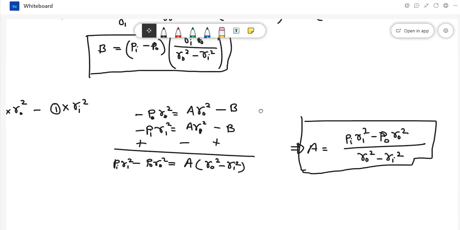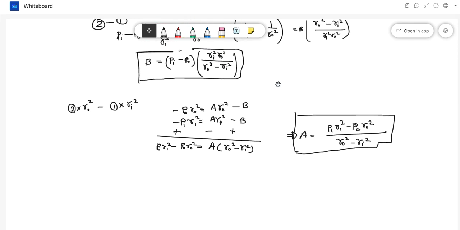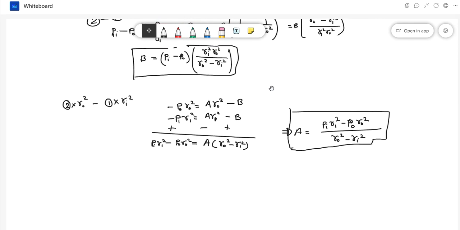Now you know both the constants A and B, and you can find out the circumferential stress and radial stress. Next, we have talked about two stresses, which is circumferential stress and radial stress. Now you may ask, what about z longitudinal stress or stress in z direction? Okay, so I will call it sigma L.